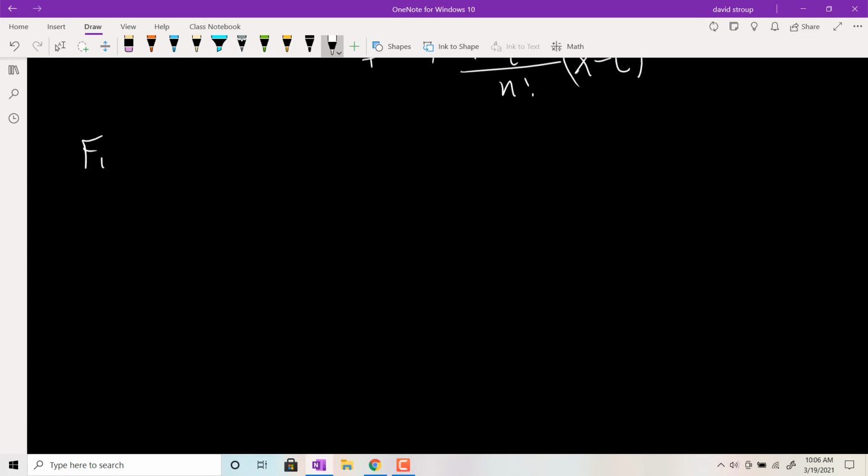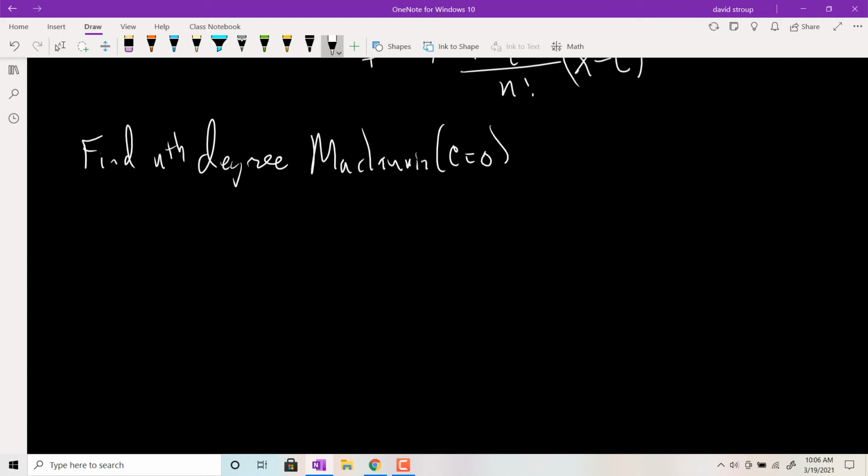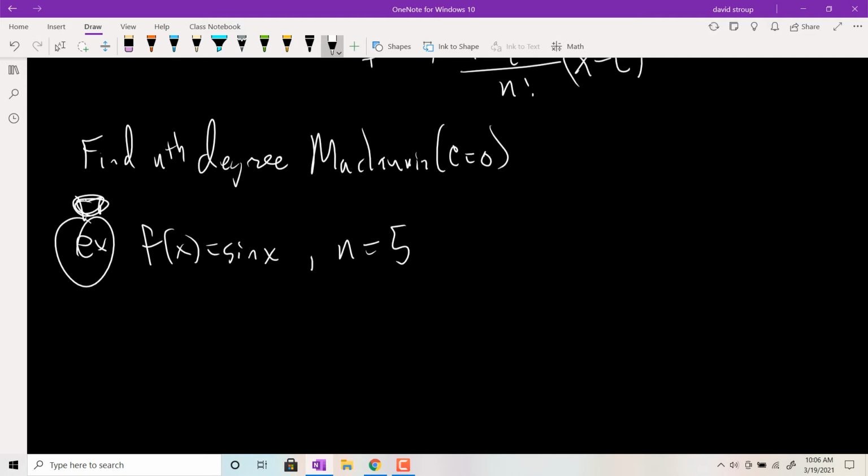Okay, so the problem asks you to find the nth degree Maclaurin polynomial here. So when they ask for that, they mean the center is 0. And we're doing sine of x. So f of x is sine of x, and we want a 5th degree polynomial.